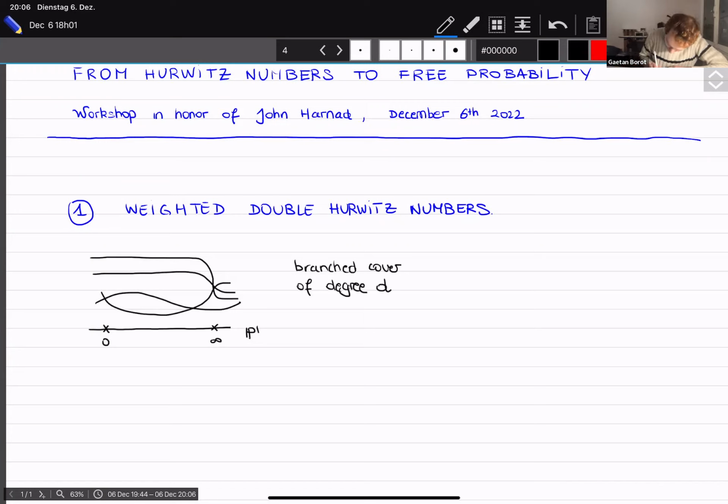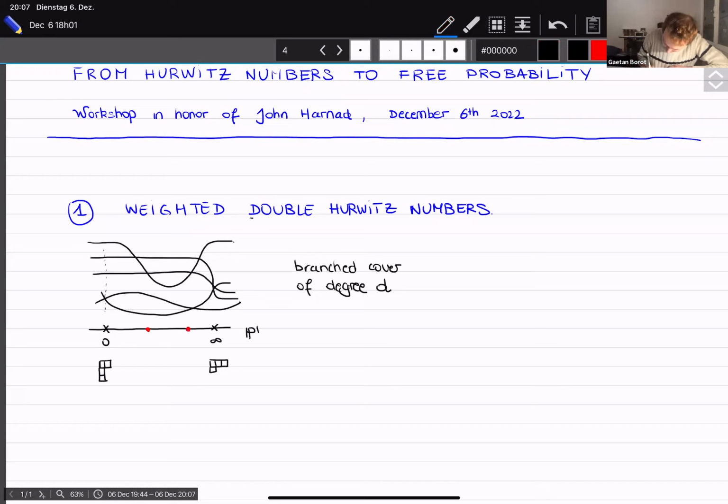And here above 0, you see that there's some ramification. So you can encode that into the length of rows of a partition. So here the partition will be this one. And on the other side, I will have this partition. And you may also have, so let me add another thing, ramifications somewhere else. So you may have some other ramification points here.